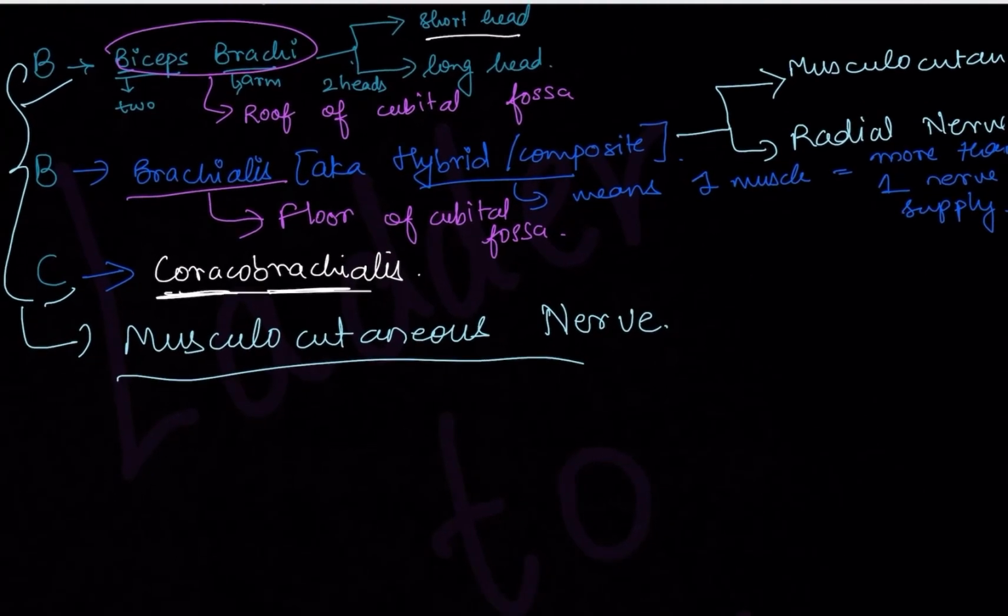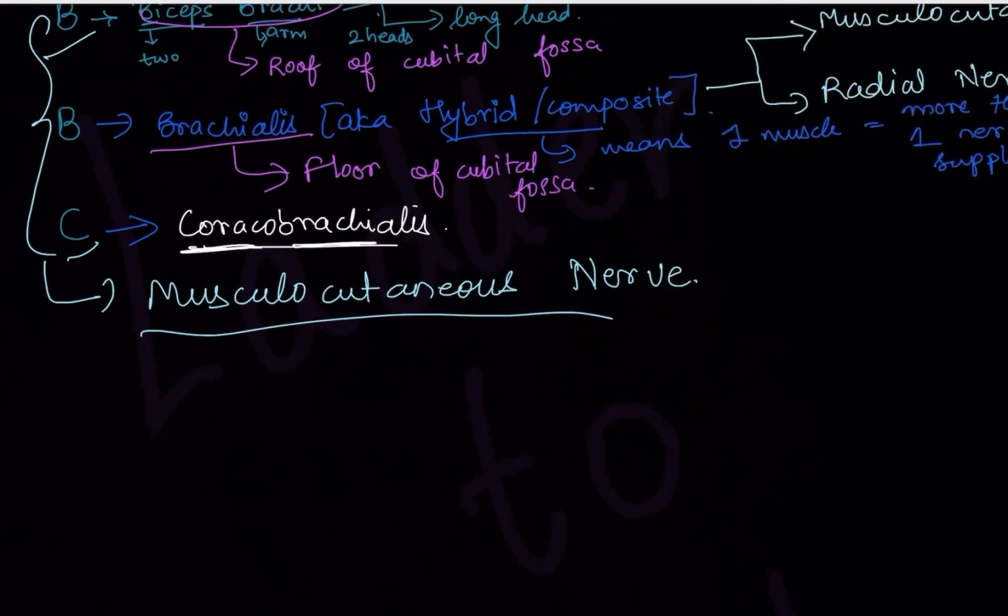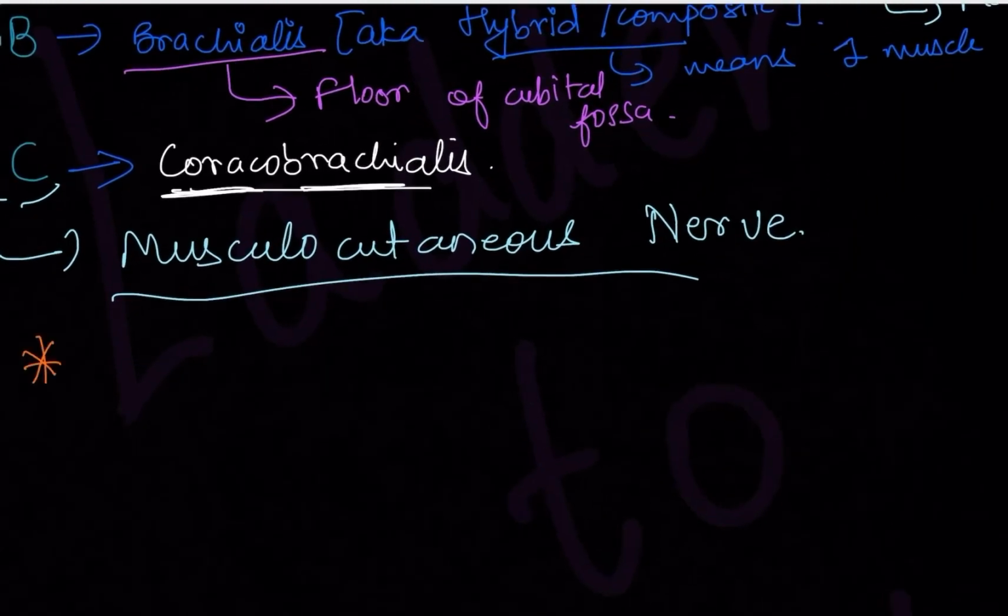Now you have to remember a few damages. It's important. First of all, let's know about a test. There's a test done to check the biceps tendon. So the biceps tendon reflex test is done where?